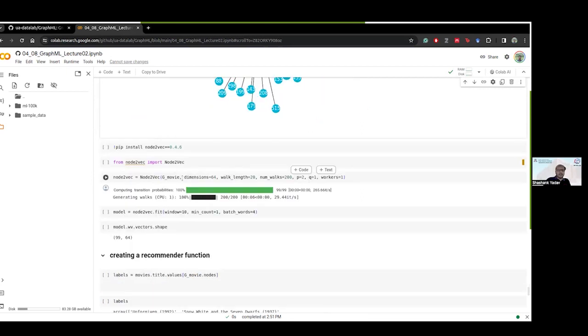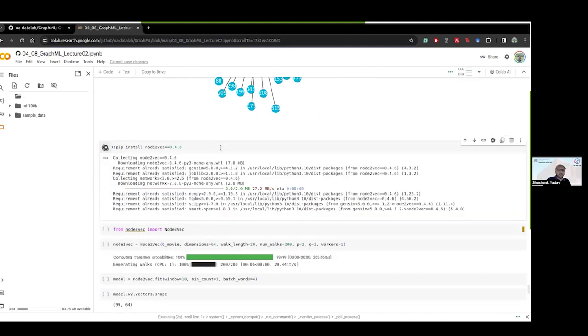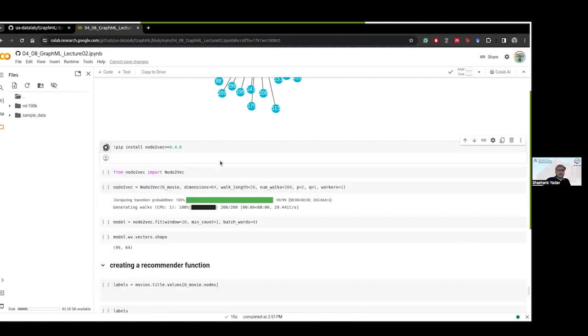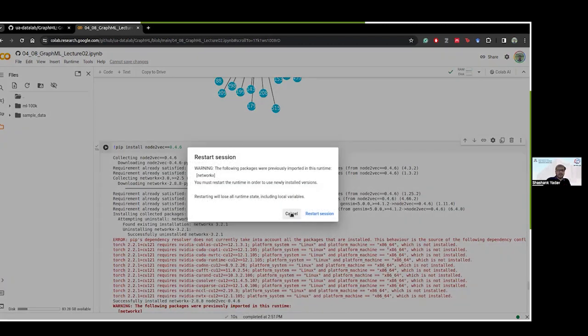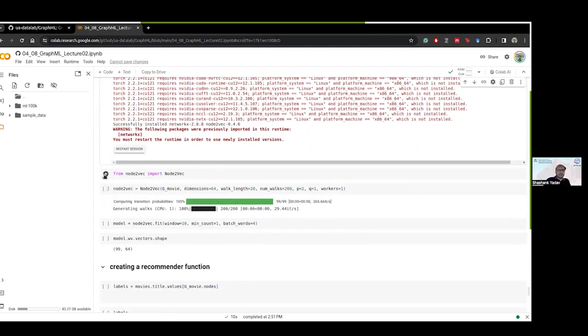Okay, so for that, there is actually a Python package which is node2vec. We can install it here. It might give you some error. It will say we need to restart networkx, but we won't need that. Just cancel. You don't need to restart the session. From here we can import node2vec.